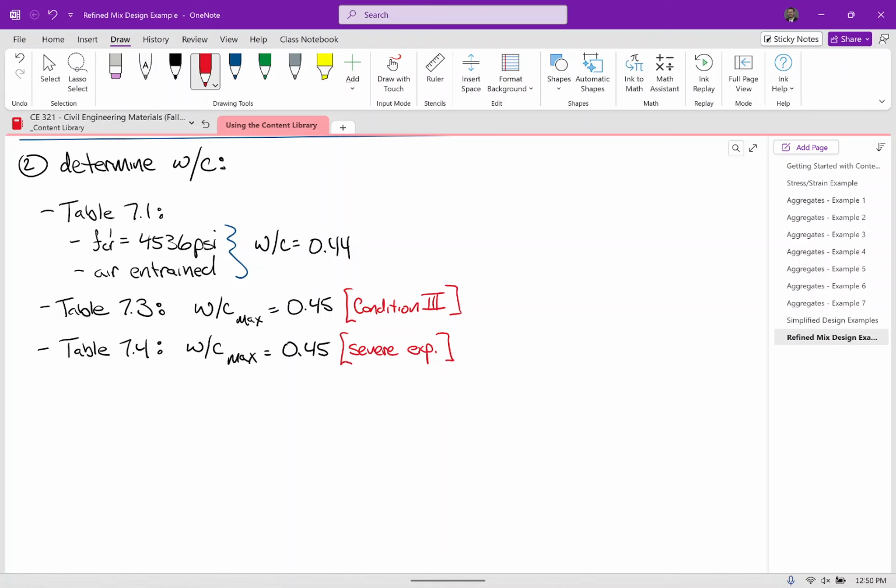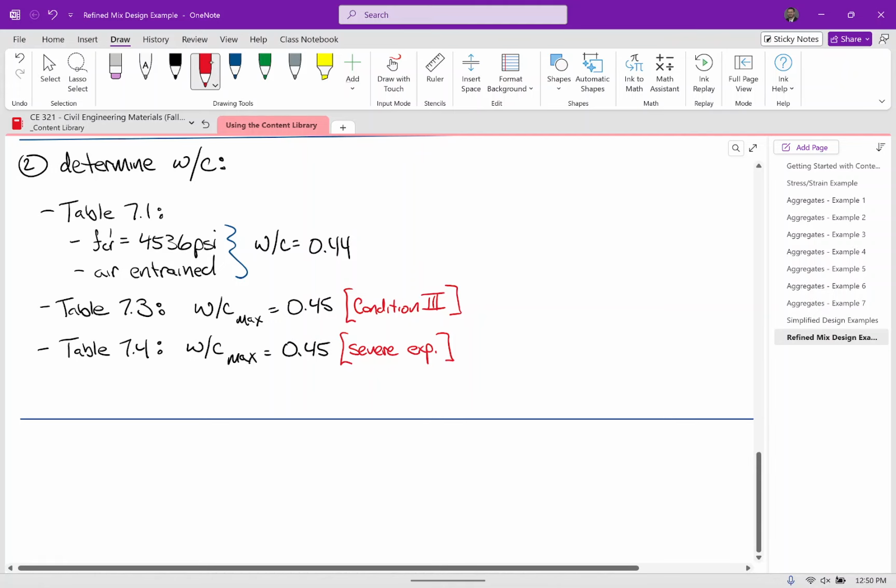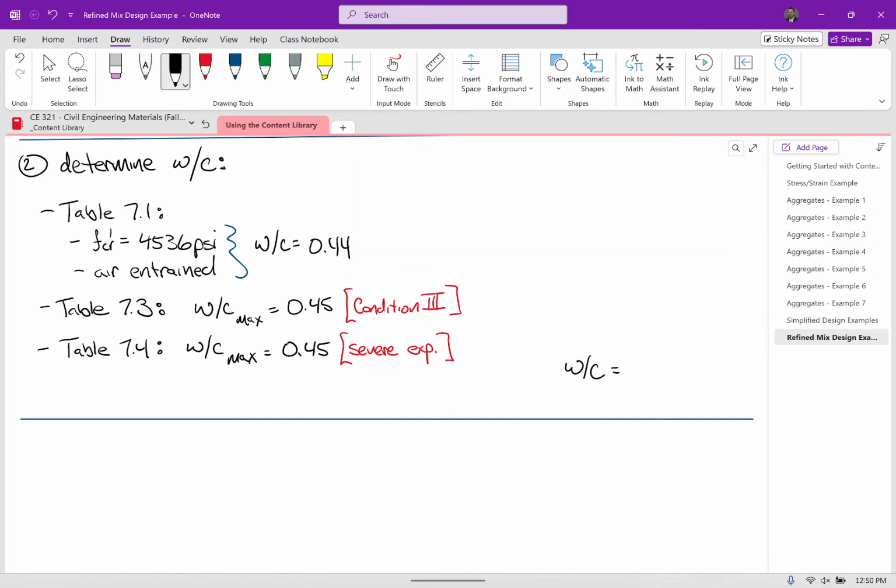Now let me ask you a question. I have this water cement ratio from table 7.1, and I have these water cement ratios. Now the question is, which one am I actually going to use? In other words, I want to be able to strike a line and be done with this step. So in order to do that, I need this equals something. Let's talk about the concepts.